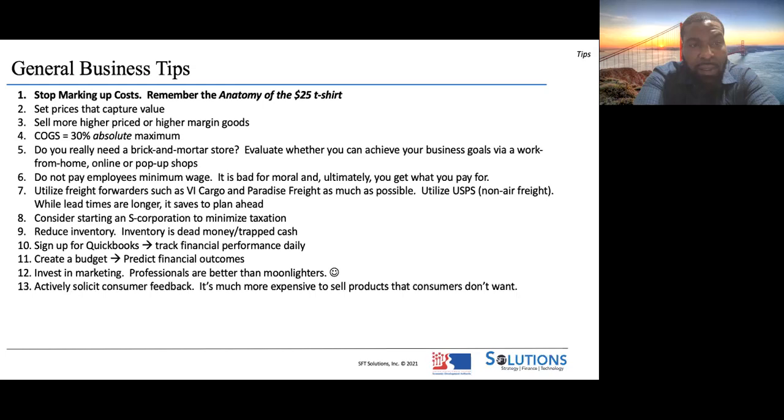Some stores that I visited, I would really question whether they need a brick and mortar store. And I think Kusa talked about this a little bit before, or maybe she did when we were on the radio.